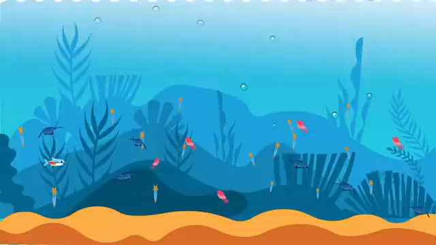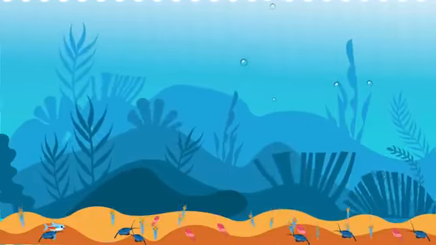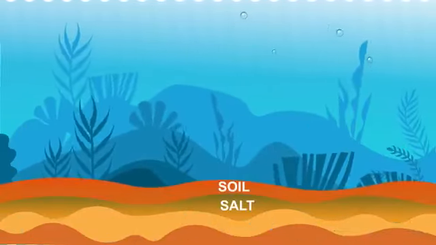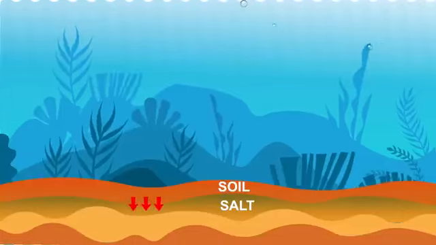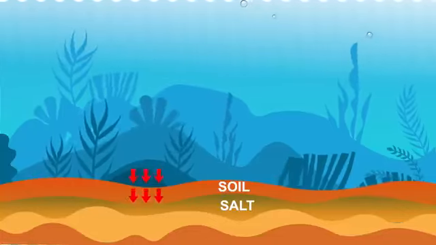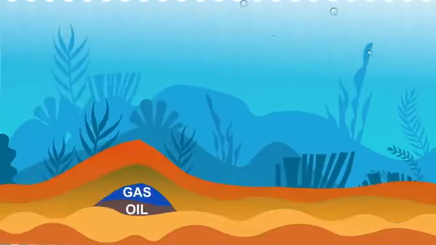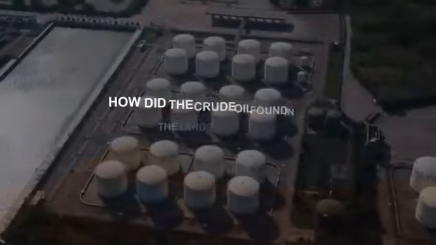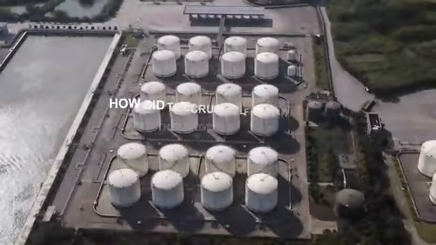When the dead remains of these microbes started to deposit in the soil, the salt and soil layers too were deposited on top of them continuously. Due to the high pressure caused by these deposits and the seawater above them, the dead remains of those microbes were converted into liquid form of oil and gas. If so, how did the crude oil end up on the land?